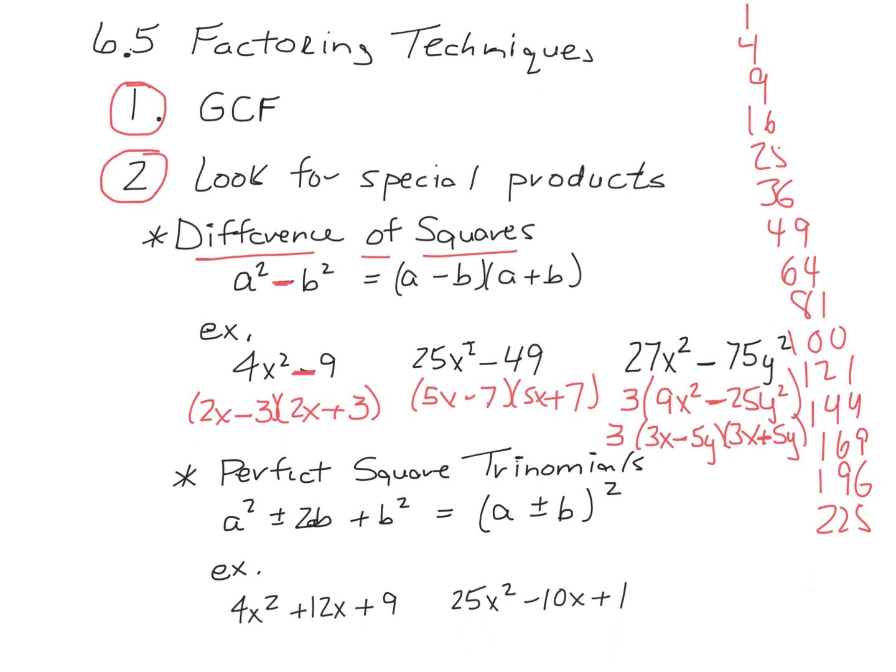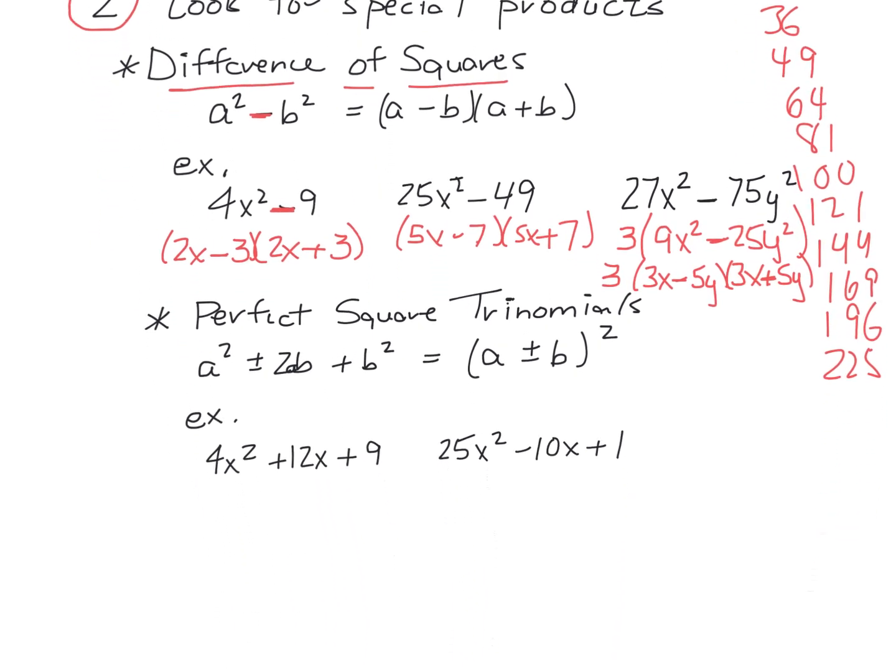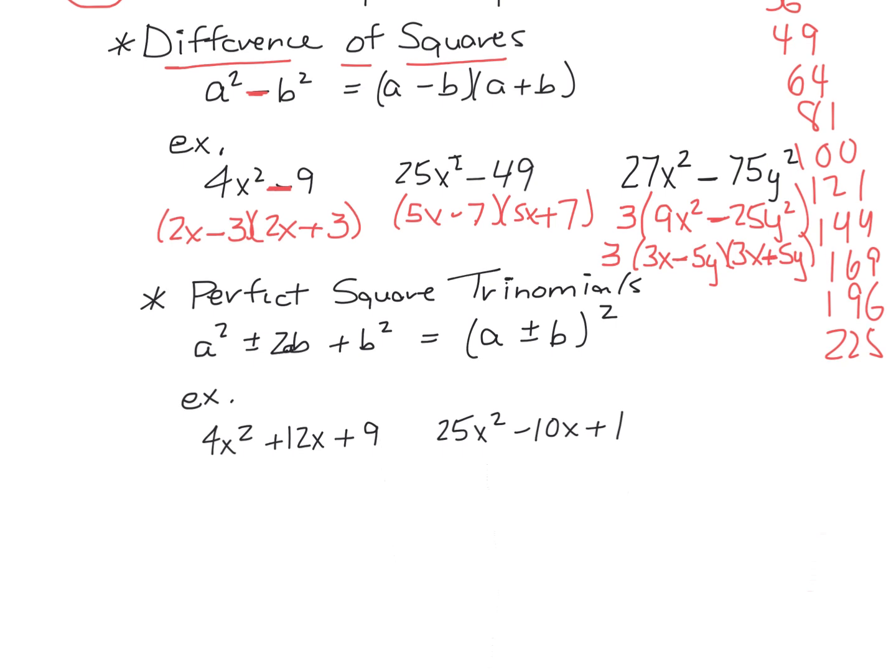So difference of squares, you have two terms separated by a subtraction sign, and they're both perfect squares. For a perfect square trinomial, this is going to be something that has 3 terms. It's going to begin and end with a perfect square. And if that's the case, we're going to factor it as a plus b squared or a minus b squared, depending on what that middle term is.